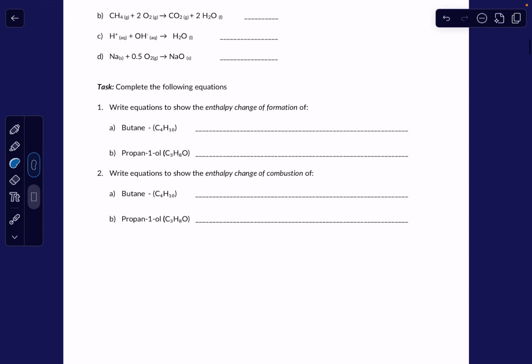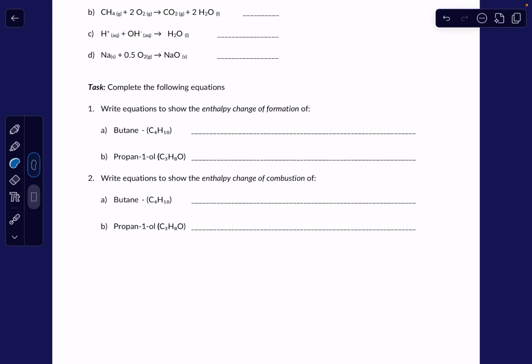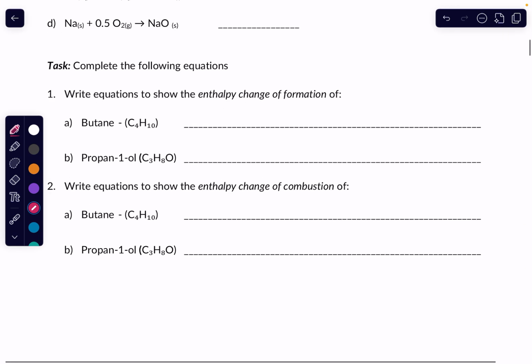Okay. So I mentioned the enthalpy of formation and the enthalpy of combustion. Now we need to be able to write those equations as well. So not only do you need to be able to identify them, but you also need to be able to write them out. I'll do one, and then you can do one. So we're going to write the equations to show the enthalpy of formation. Remember, formation is when a molar compound is formed from its elements under standard states and conditions, which means if I want to do the formation of butane, the product is C4H10. That is going to be formed from its elements under standard states and conditions.